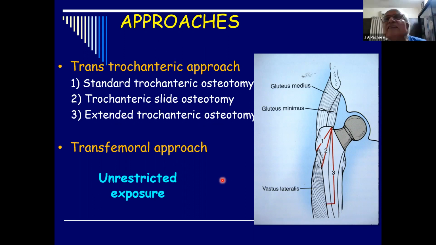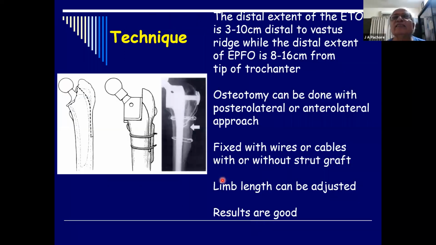So the distal extent of the extended trochanteric osteotomy is 3 to 10 centimeters distal to the vastus lateralis ridge, while the extended transfemoral can go to any centimeter, as I told you. From the tip of the trochanter, up to wherever the stem is ingrown, that amount you can take. The osteotomy can be done by a posterolateral or anterolateral approach, and is fixed usually with cables. If you are worried, you can use some strut graft on the medial side, but normally you don't require it. Limb length can be adjusted because of the soft tissue release. It has an excellent result.